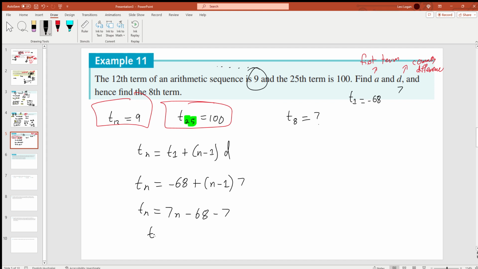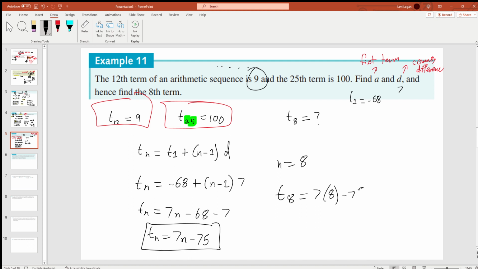So you can have t of n is equal to 7n minus 75. So that's your general rule. So if you put in n equals 8, you can find your 8th term. So t of 8 is going to be 7 times 8 minus 75. So t of 8, 7 times 8 is 56 minus 75.